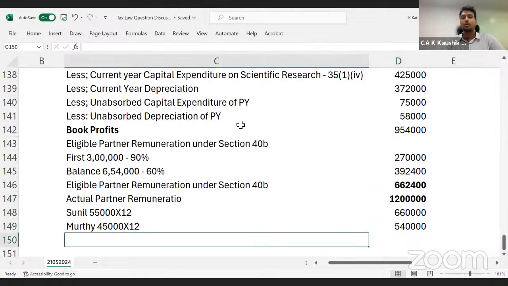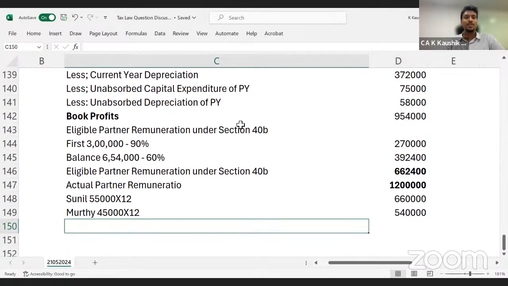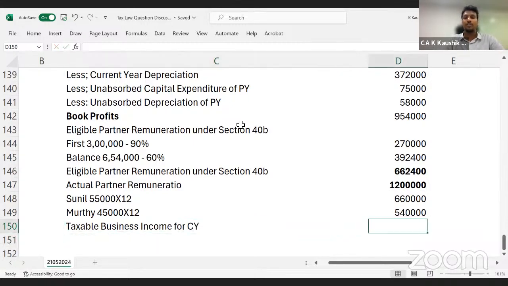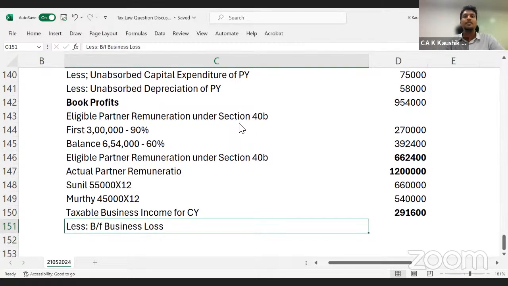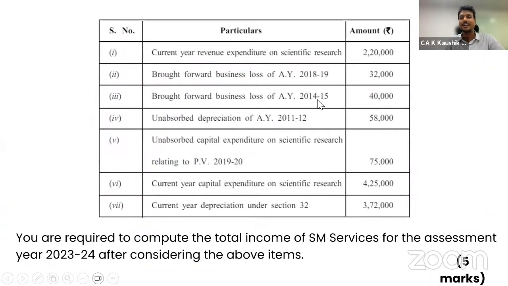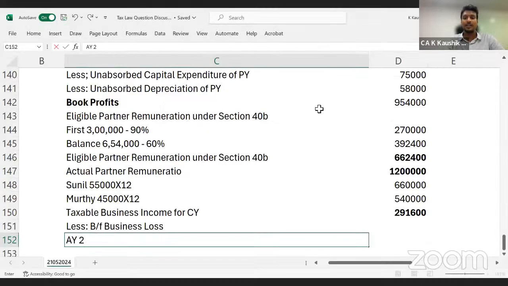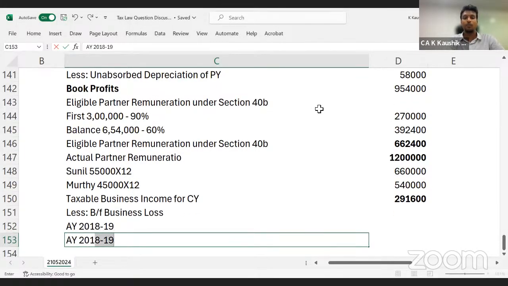6,62,400. So from the book profits, less eligible remuneration, you get the taxable business income for the current year, before set off. That will become 9,54,000 minus 6,62,400, which is 2,91,600, less brought forward business loss. This is the last adjustment that you do. Business loss, you have 2 years: assessment year 18-19 and assessment year 14-15.